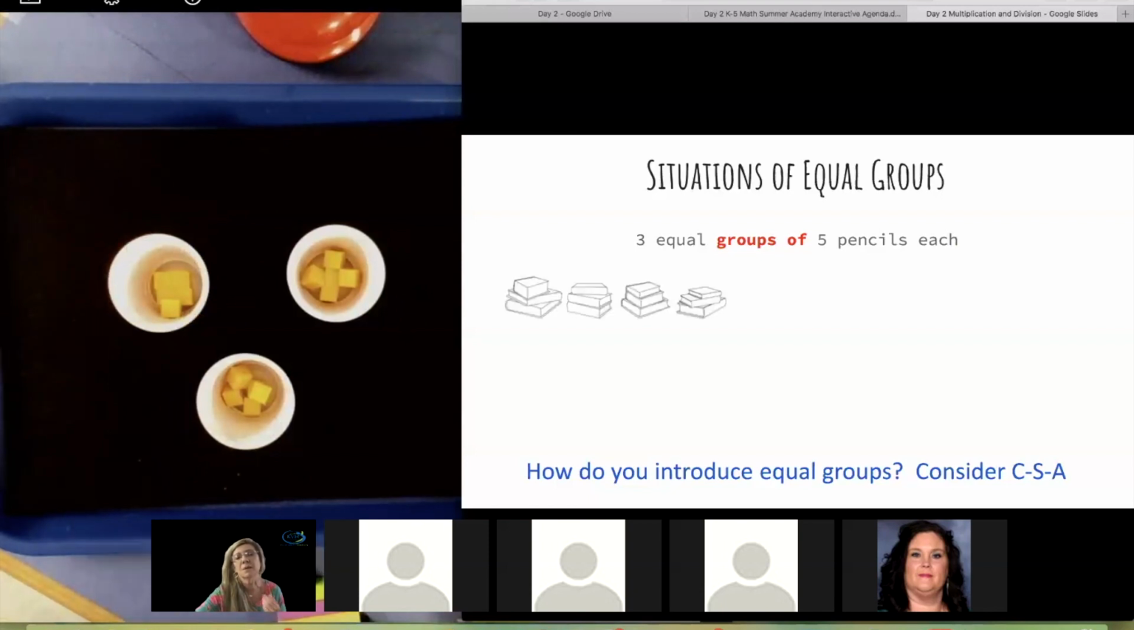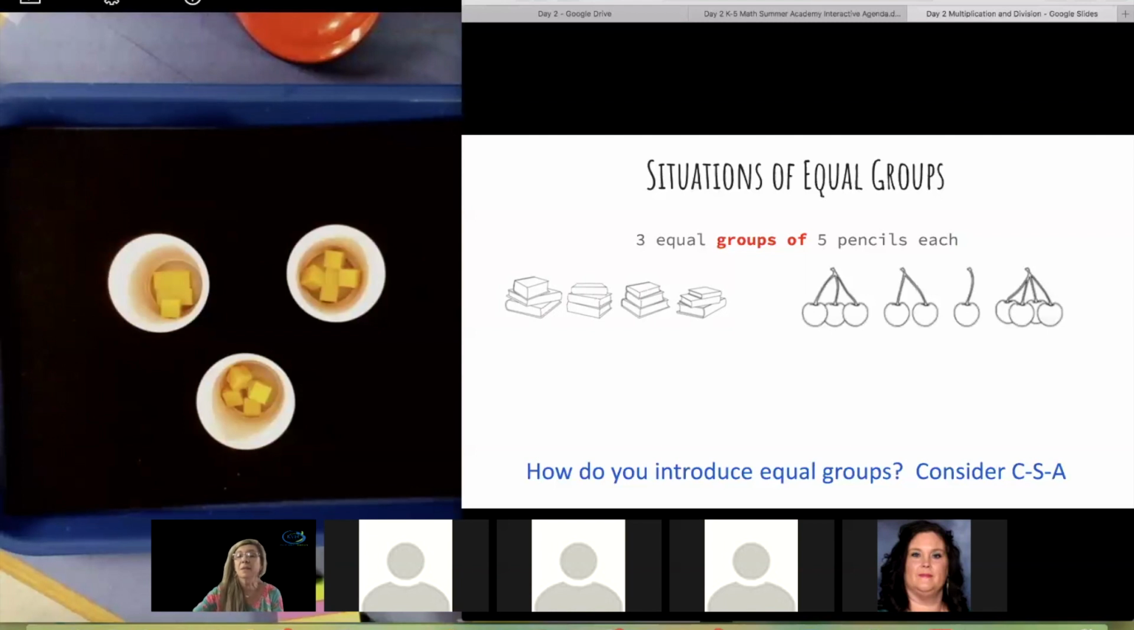And then of course we've got a little scenario here. We've got books, they're in groups. So you've got 4 groups and you've got 3 in each group. So here we're looking at 4 equal groups of 3.